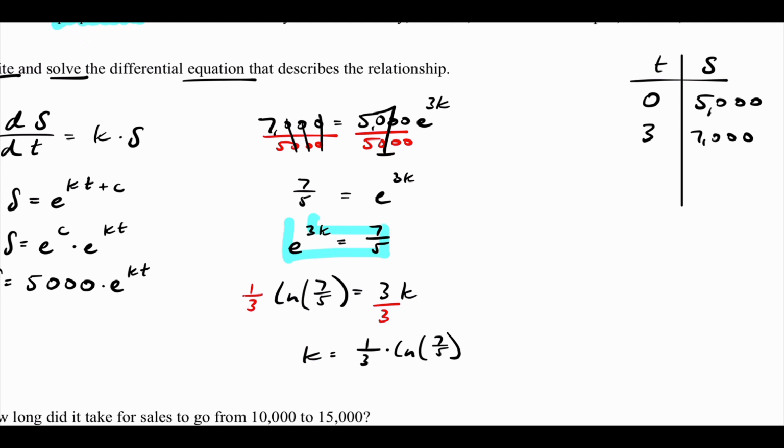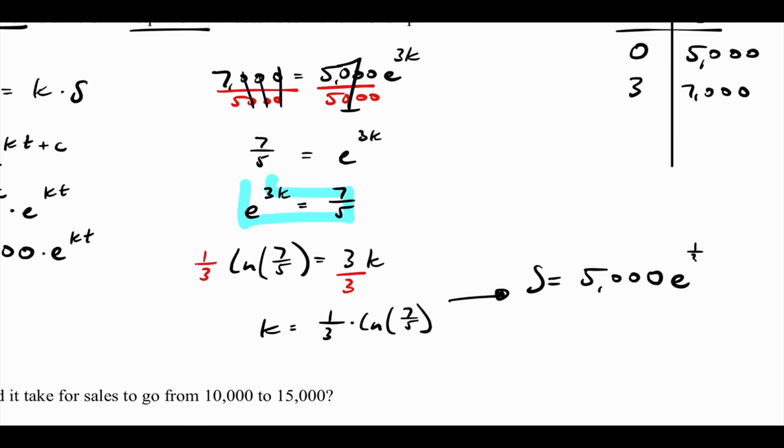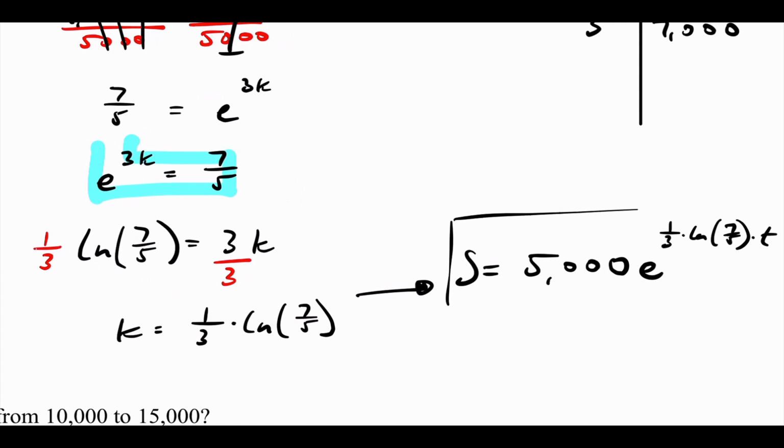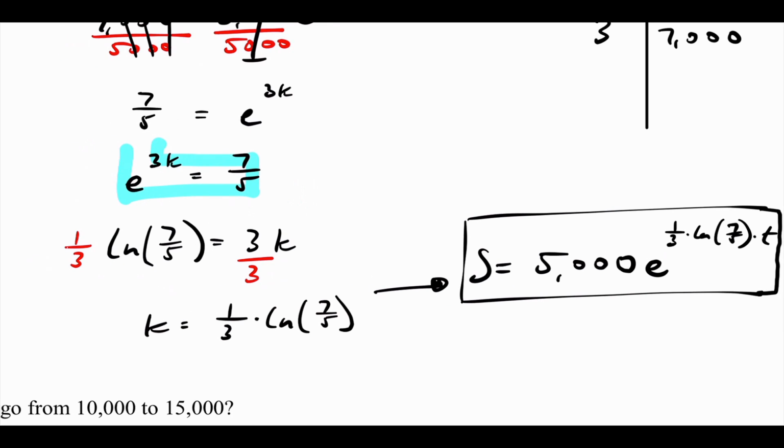Okay, so now let's put it back in. So S equals 5,000 e to the 1/3 times natural log of 7/5 times t. That's our formula we're going to use to solve all problems about this. Okay, that's the formula we're going to use.